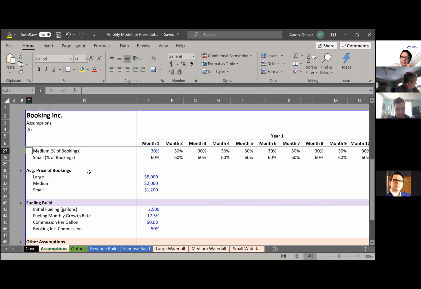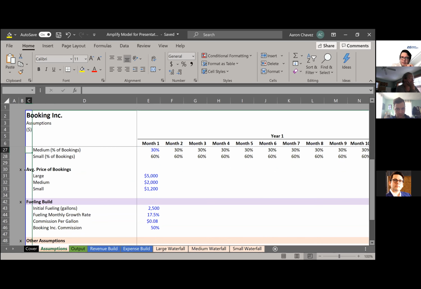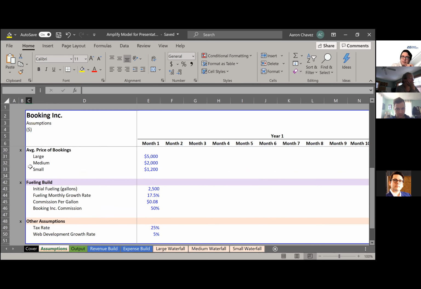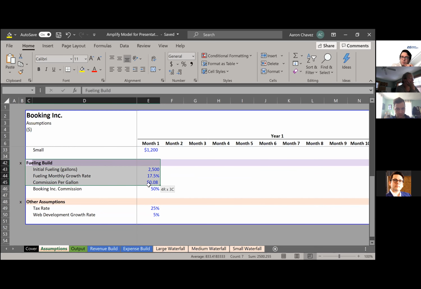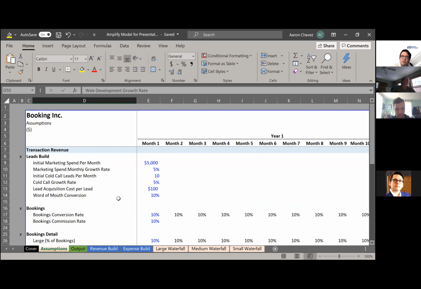We'll scroll down. You'll see the average price of bookings, because of course we have different booking sizes. You'll see we have a secondary revenue stream, which is we're providing fuel for these vehicles as well. So this is on a monthly basis. We have a growth rate. We have a commission per gallon. We obviously have how much we're going to make, because this is a commission play. Taxes, web development, all these different metrics and assumptions that are, of course, important for this business.